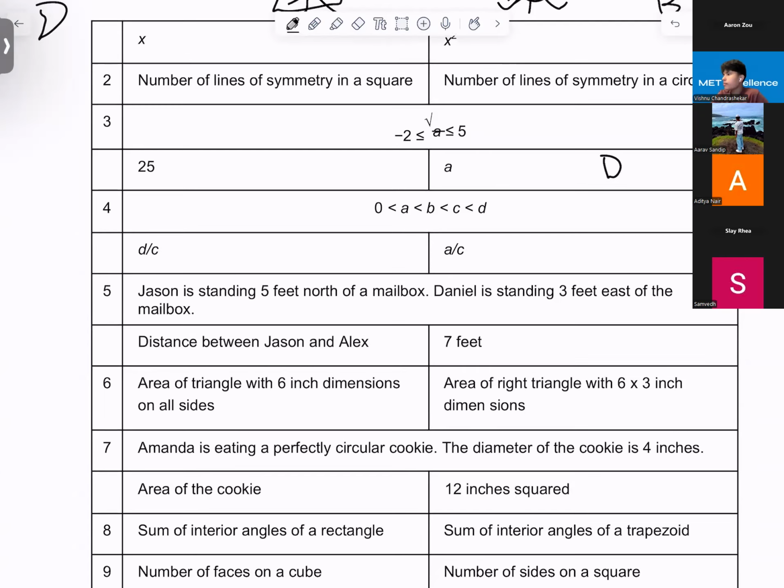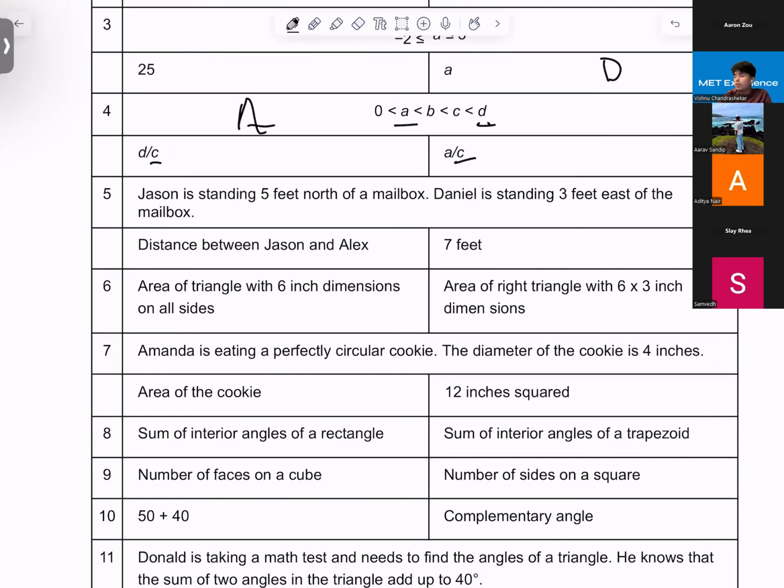All right, for 4, it's going to be A. Because D is greater than A right here, and they're both divided by the same number, C. So it's just going to be A.